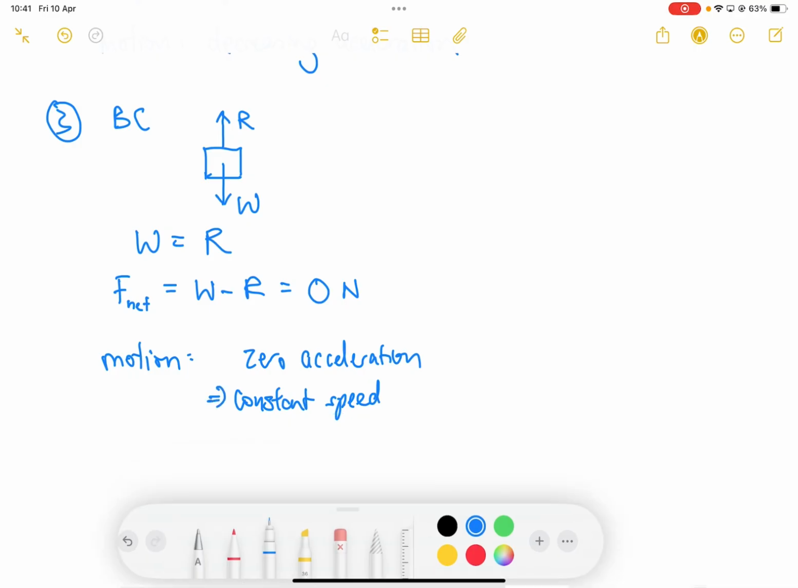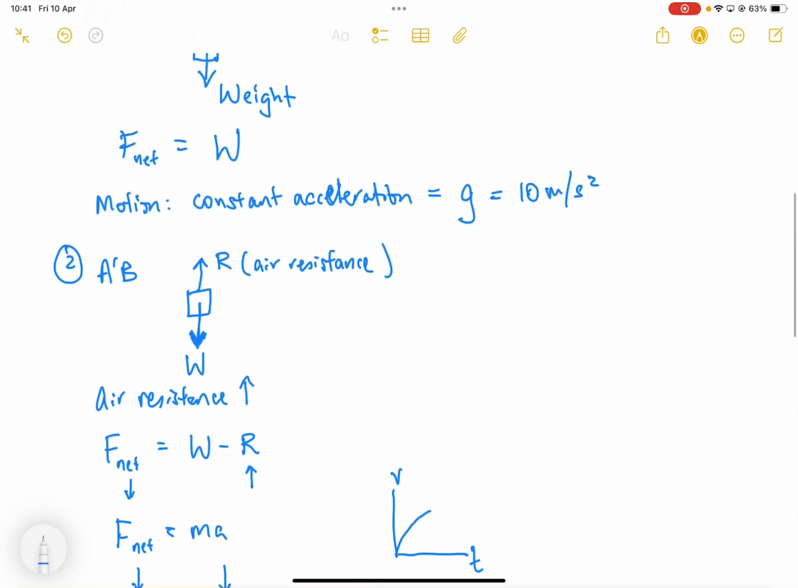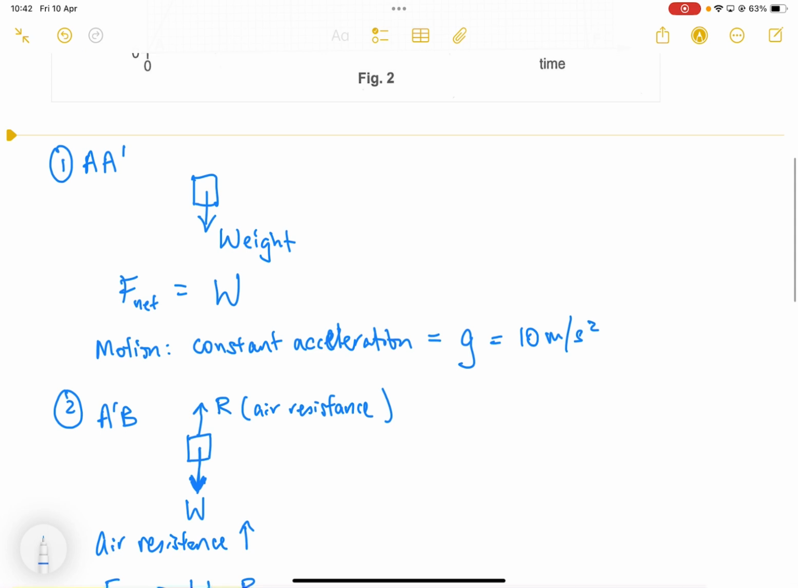This constant speed is known as the terminal velocity or terminal speed. If we take direction into account, then it's terminal velocity. Any question? So if you contrast this to the beginning, all right?